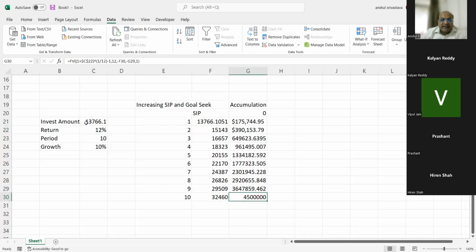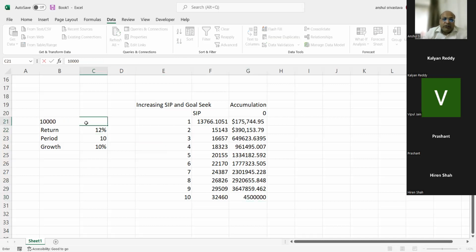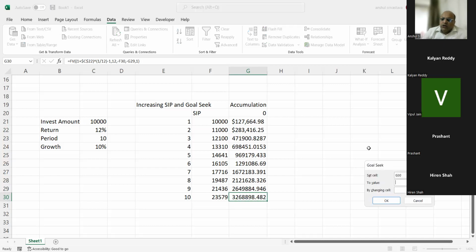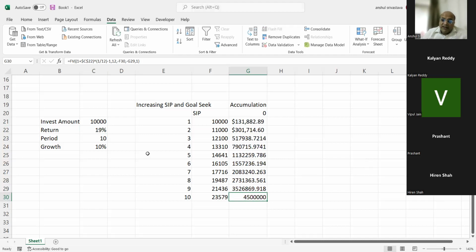Now in that case, see this. If I did not want to change the amount, but I wanted to change the rate of return that I should be getting. Same investments, if I get a higher rate of return, I will still get 45 lakhs, no? So goal seek to value 45, 1, 2, 3, 4, 5 by changing cell, by changing now the return one. Look at that. If you want to achieve this by an investment of 10,000 initially and increasing 10%, then you'll have to earn a return of 19% on investment in place of 12% that we took. Making sense?